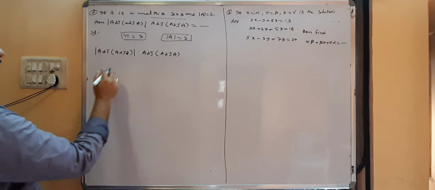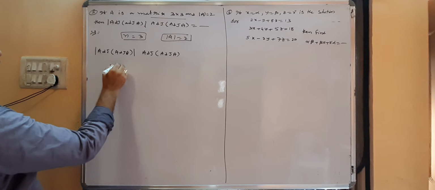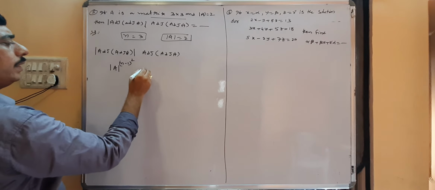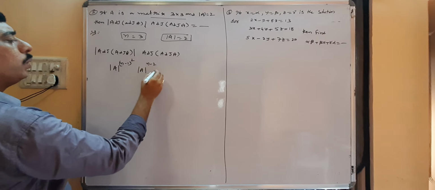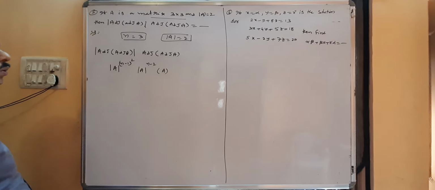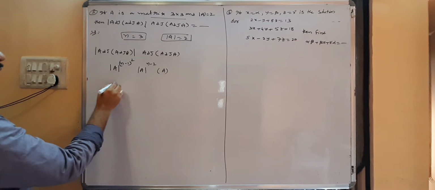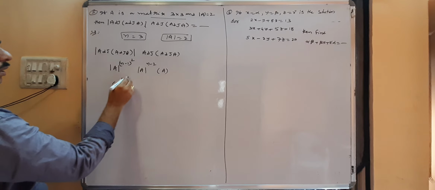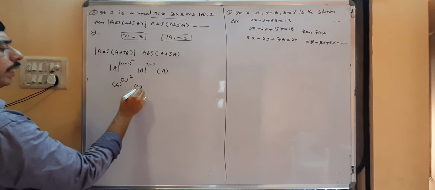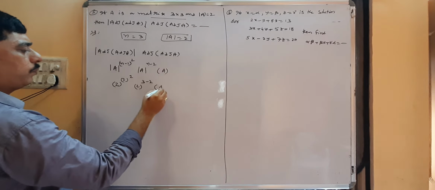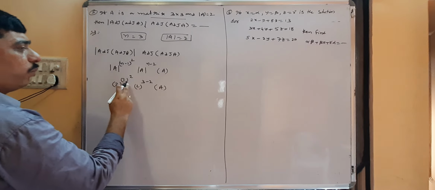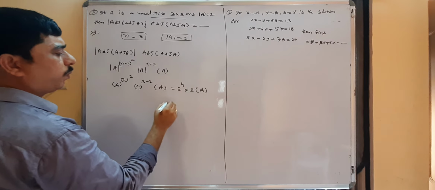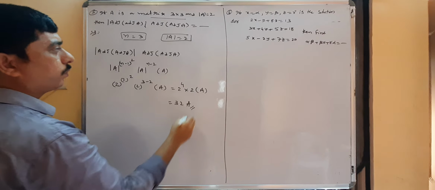The formula for det of adjoint A is det A whole power n minus 1 whole square. The formula for adjoint of adjoint A is det A whole power n minus 2 into A. Det A is given as 2. So 2 power n minus 1, which is 3 minus 1, gives 2 square, into 2 power n minus 2, which is 3 minus 2, into A. 2 square is 4, 2 power 4 into 2 into A, that is 2 power 5, which means 32A. Answer.